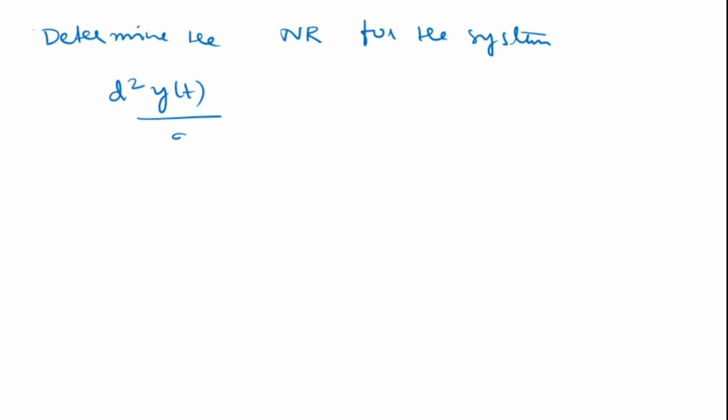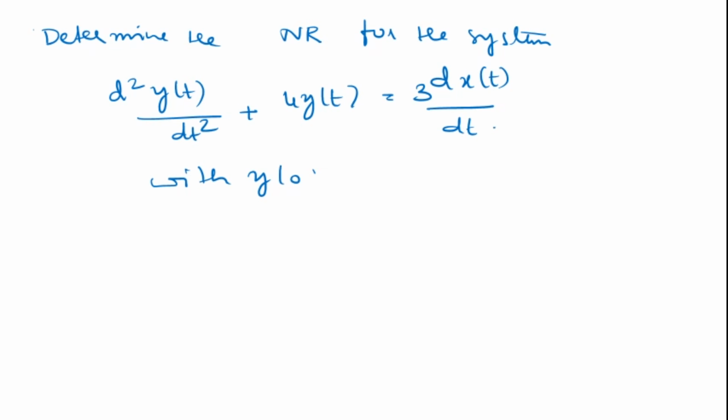Next, determine the natural response for the system described by the following differential equation: d^2y(t)/dt^2 plus 4 y(t) is equal to 3 dx(t)/dt, with y(0) is equal to -1 and dy(t)/dt is equal to 1 at t is equal to 0.